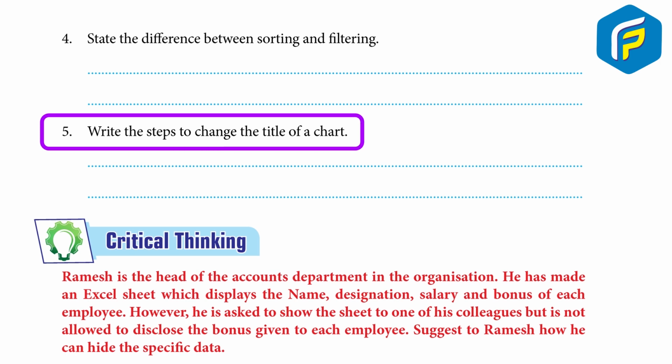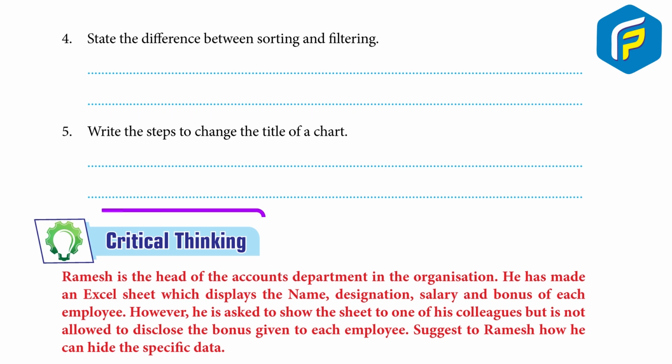5. Write the steps to change the title of a chart. Answer: steps to change the title of a chart. 1. Click on the chart title. 2. Right click on the chart title placeholder. The pop-up menu will appear. 3. From the pop-up menu, select the Edit Text option. 4. Add the new chart title and press the ESC key.